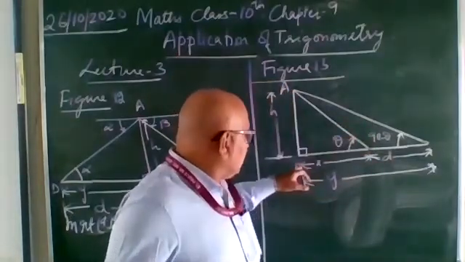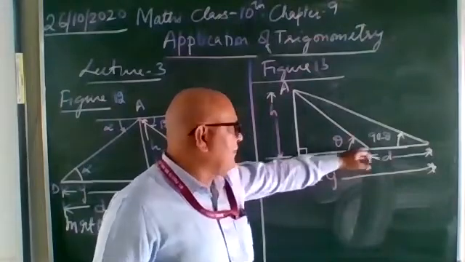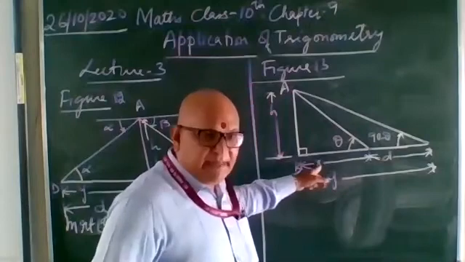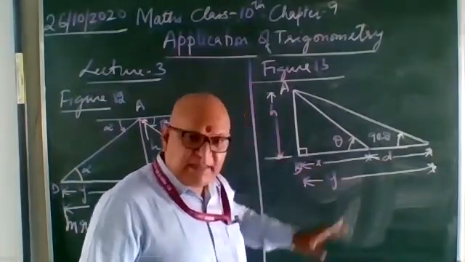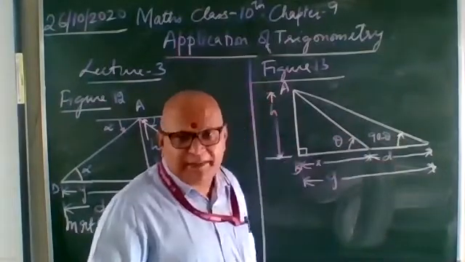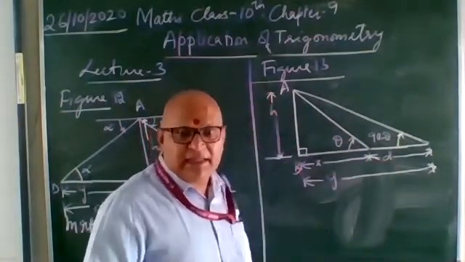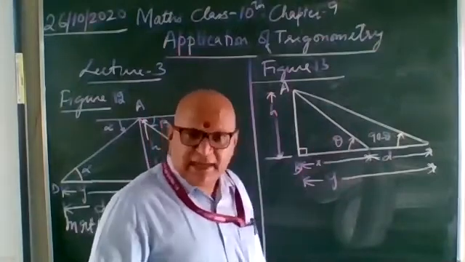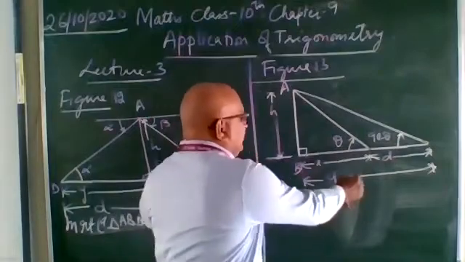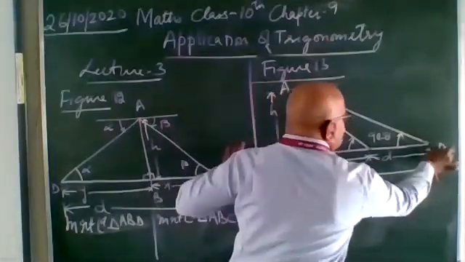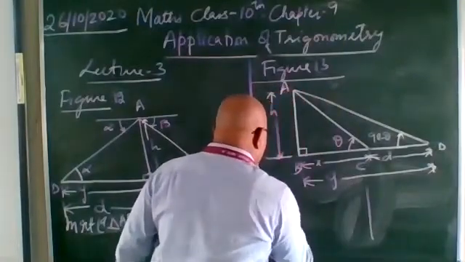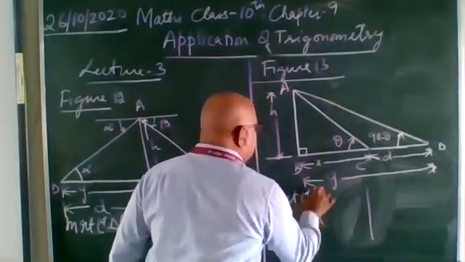The distances of the two points are 4 meters and 6 meters. You have to prove that the elevations are complementary, so you can write one angle as theta and the other as 90 minus theta. This is point C, and this is T. Again, we have two right angle triangles.